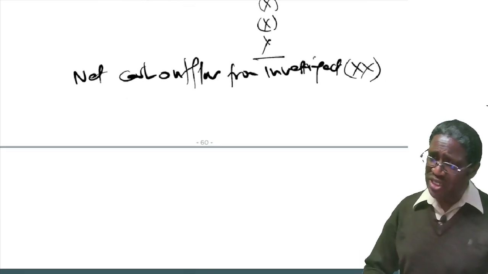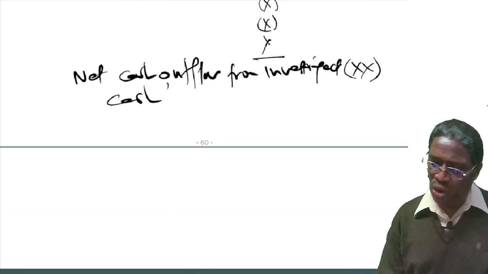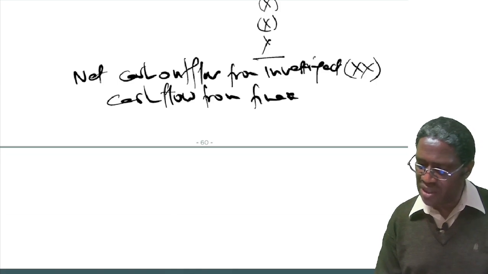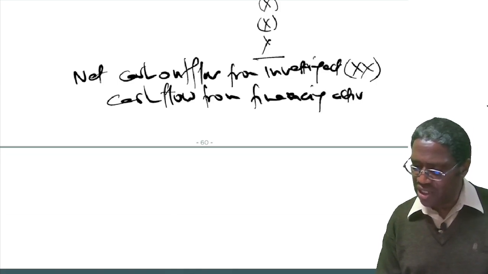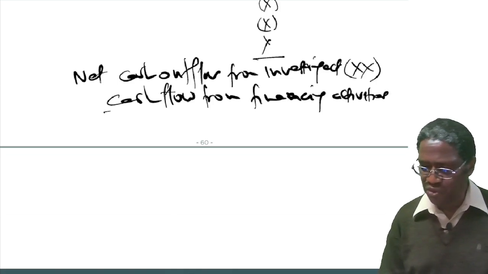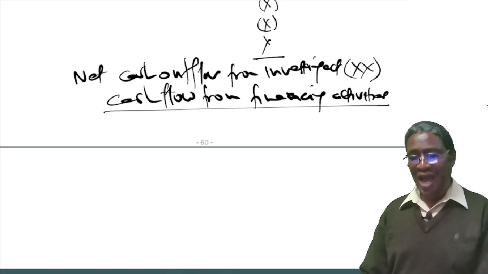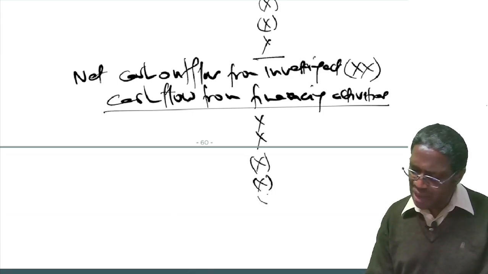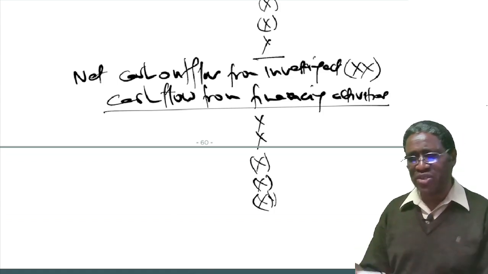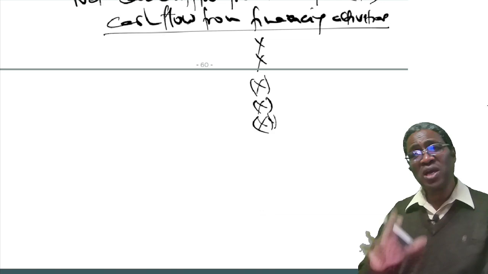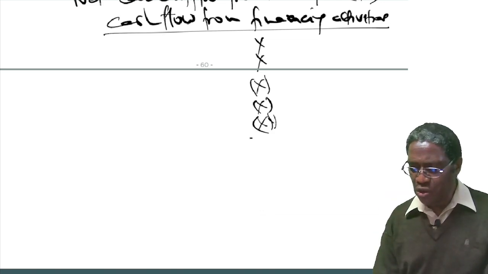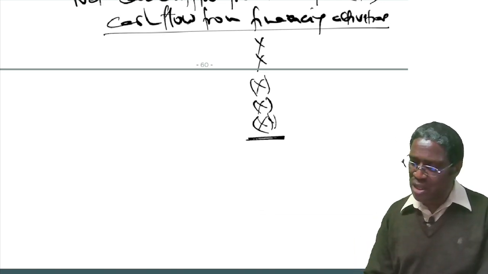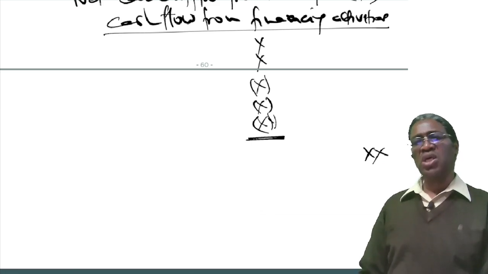Then you go to the third category, which is what we used to call cash flows from financing activities. Again, identify all your cash flows from financing activities, some positive, some negative, whatever the case might be. Get the net of all of them, and whatever you get as the net, push it to the extreme.